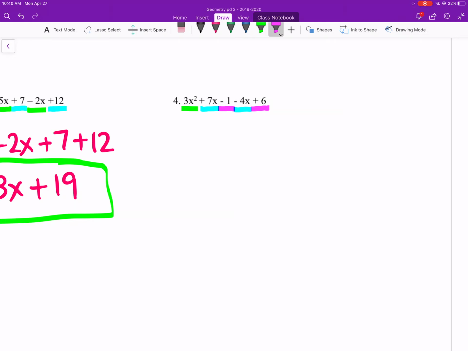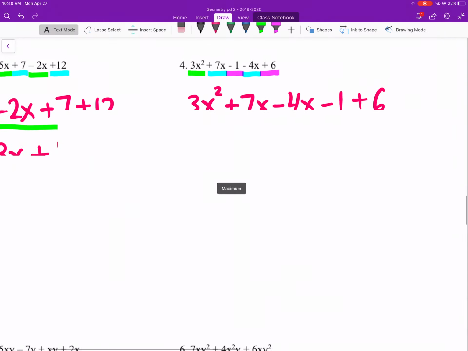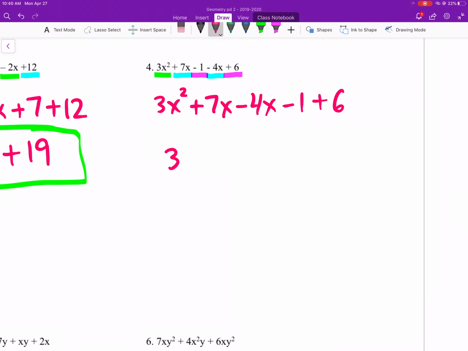I like to do different colors for the different like terms. So I'm going to write them next to each other. 3x squared plus 7x minus 4x, because the x's are like terms together, right? Then -1 plus 6. So 3x squared, just like we wrote before, other terms are simply brought down. 3x squared is brought down because it doesn't have any like terms with anything. All right. Now 7x minus 4x, those are like terms. That makes 3x. And then -1 plus 6.